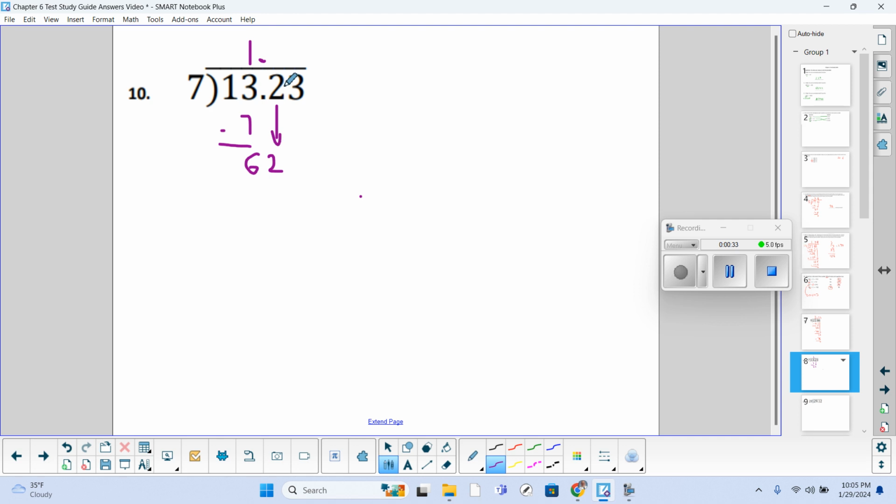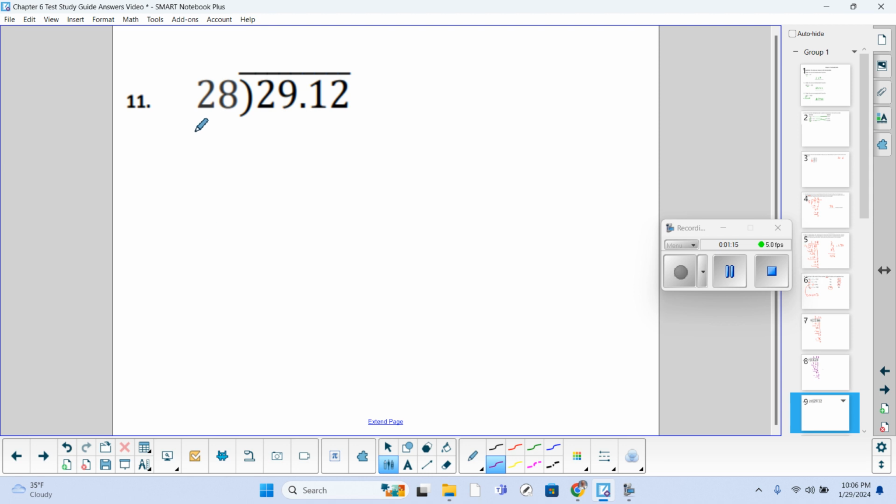All right, so we are now in this place value right up there. 7 goes into 62. Well, 9 times 7 is 63, so that's too much. But 8 times 7 would be 56. Remainder is 62 minus 56 is 6. I bring down this 3 right there. And 7 goes into 63 exactly 9 times. 9 times 7 is 63. No more remainder. The answer is 1.89.